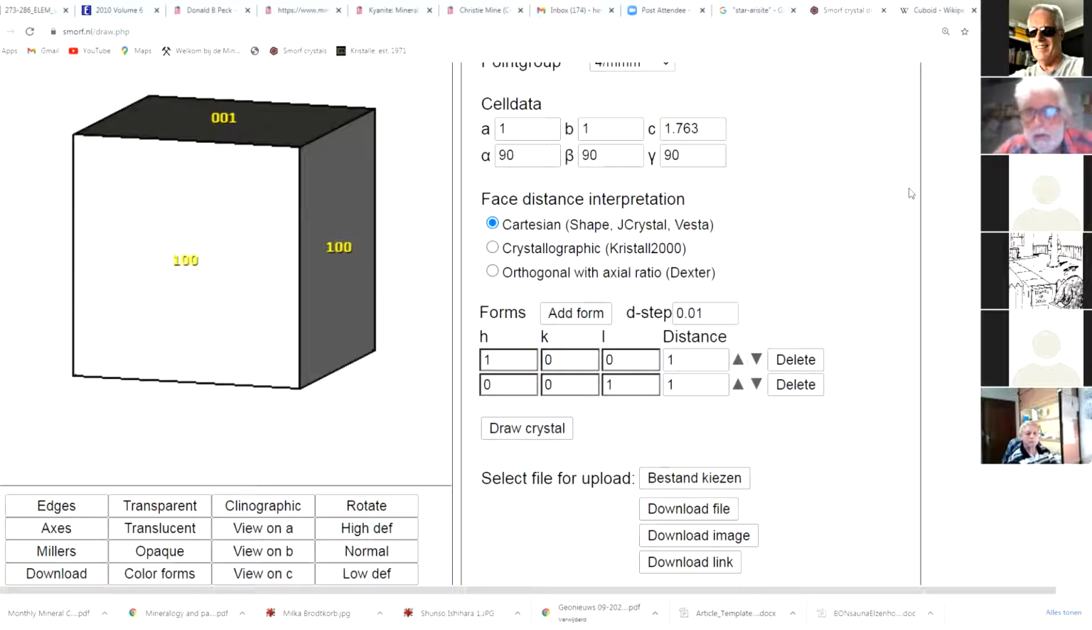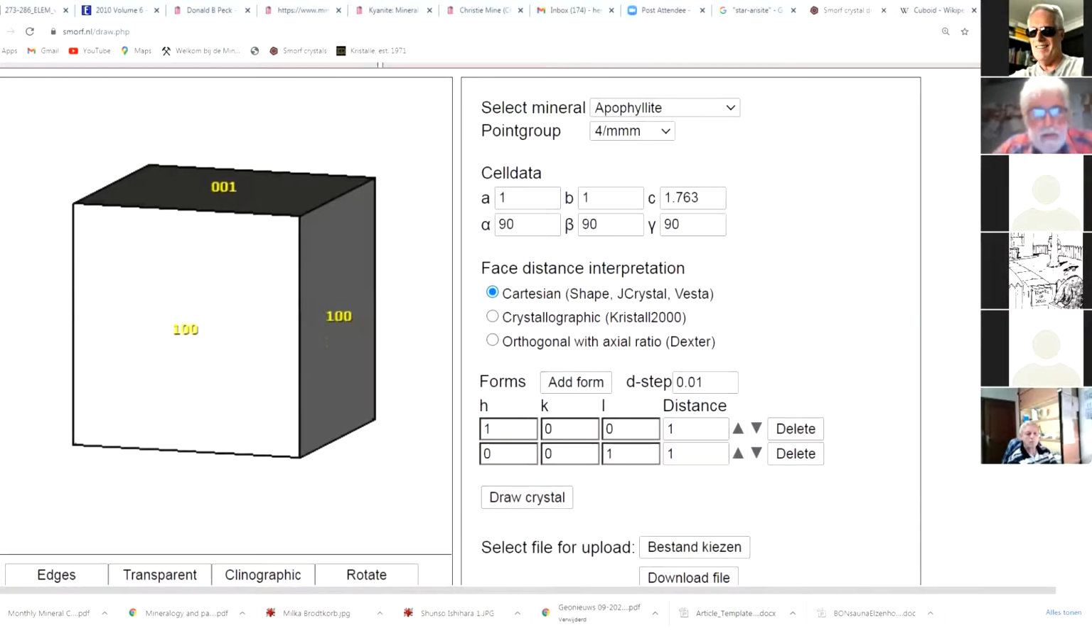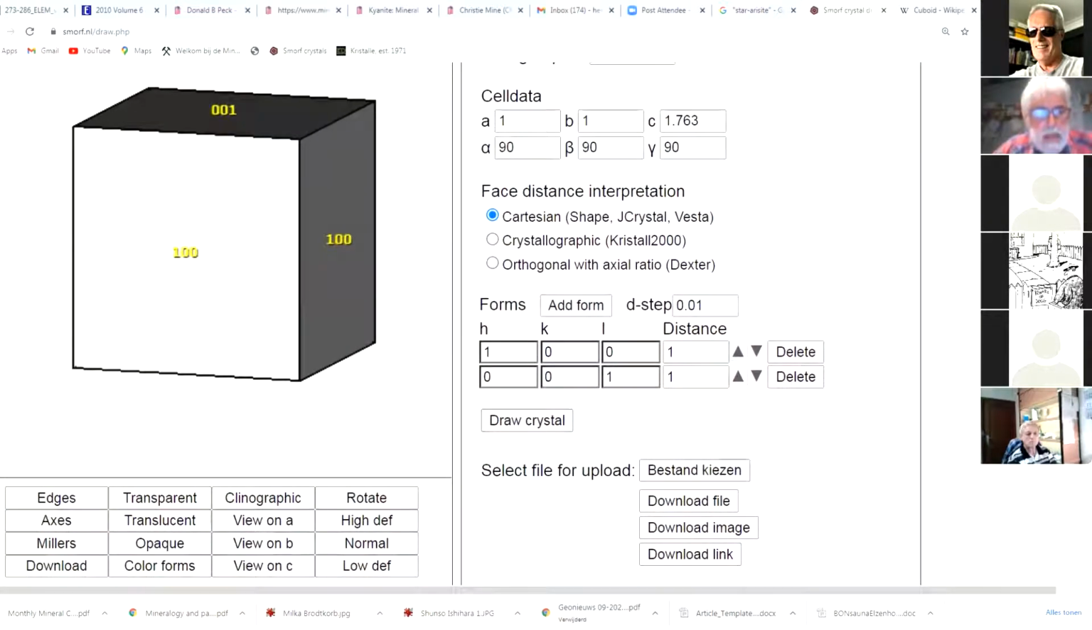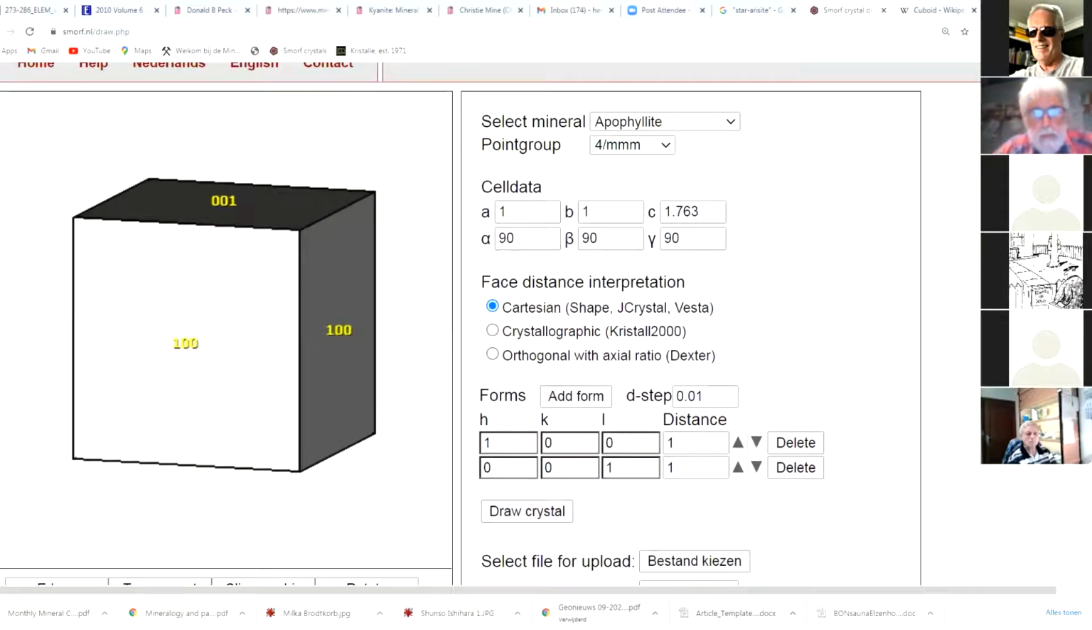So it's important to realize that when you're drawing crystals, the symmetry of the mineral you're drawing, or the crystal system it belongs to, will be crucial for knowing how many forms you need to get a closed crystal drawing.